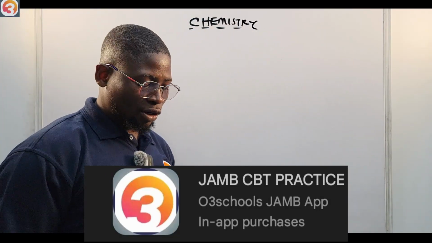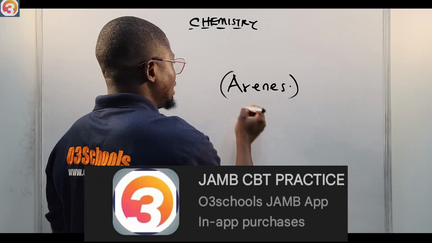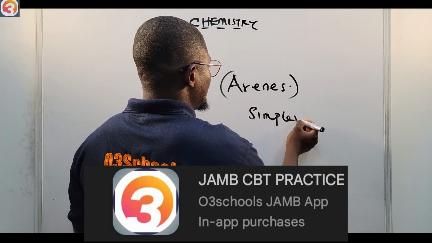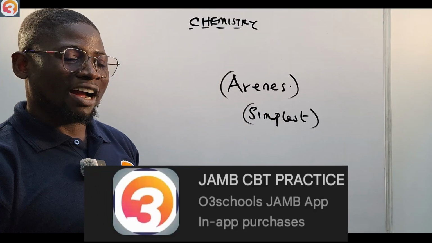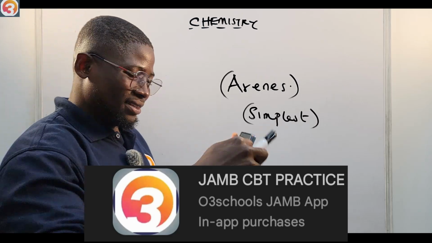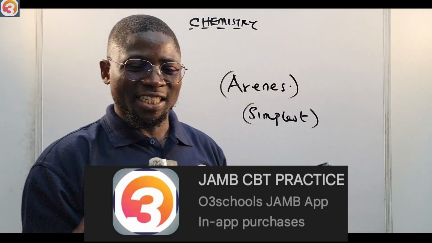And of course, we have started discussing benzene and its compounds. And we said that benzene and their compounds or derivatives are all called what? Arenes. That means that benzene is the simplest arene. All other arenes are derived from benzene itself. So benzene and its compounds are all called arenes. Please take note of that.